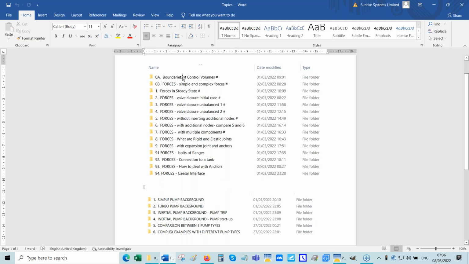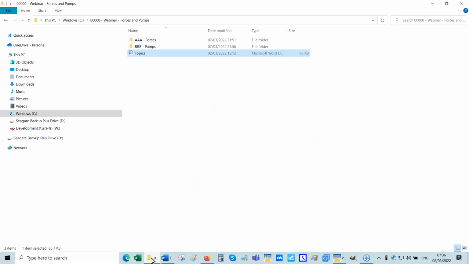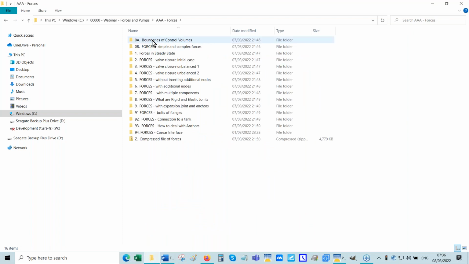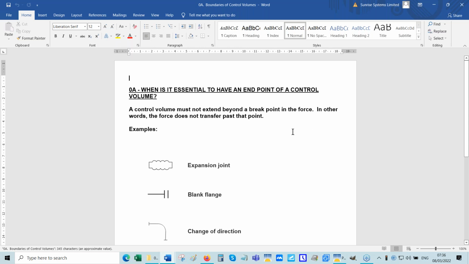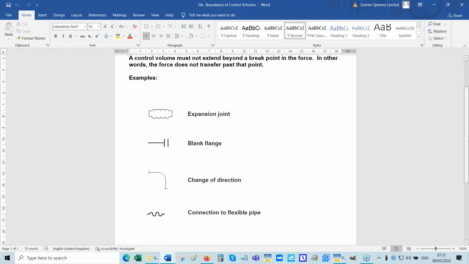Okay, let's look at the first topic: the boundaries of control volumes. It doesn't mean that you would necessarily put a control surface, or terminate the control volume, at these points. There may be other points at which you may want to terminate the control volume, but these are items where it's essential to have a control surface.